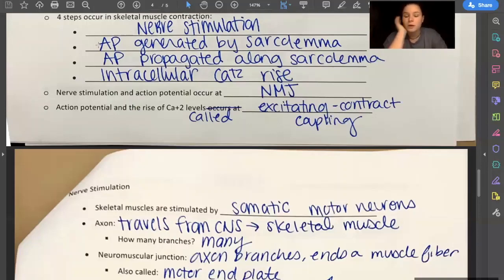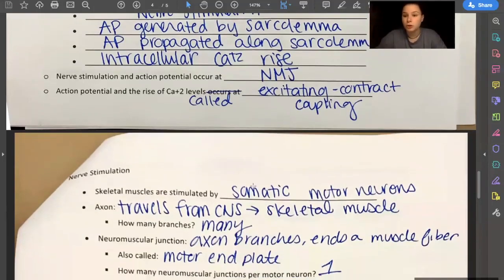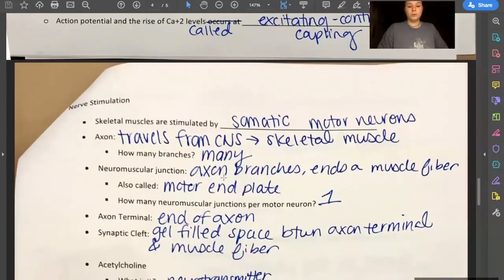So let's get back to this muscle contraction, also known as how you hug people you love. Okay, so we were talking about there's one neuromuscular junction per neuron. So everywhere a neuron sits, there's only one neuromuscular junction, okay? So the axon terminal is the end of the axon. Oh, we already talked about it.